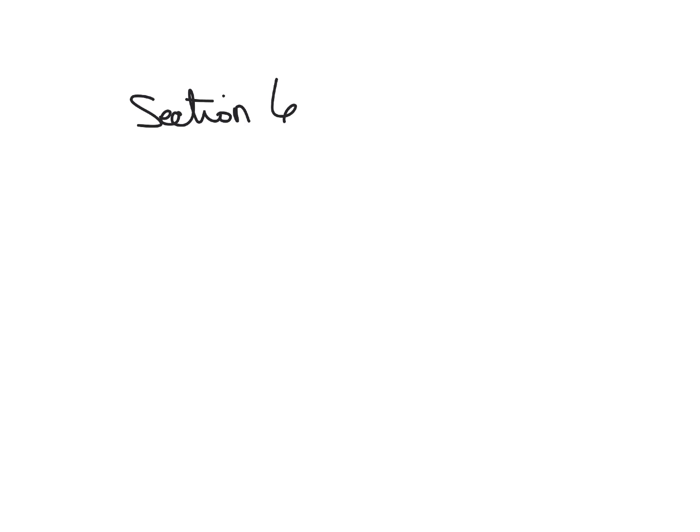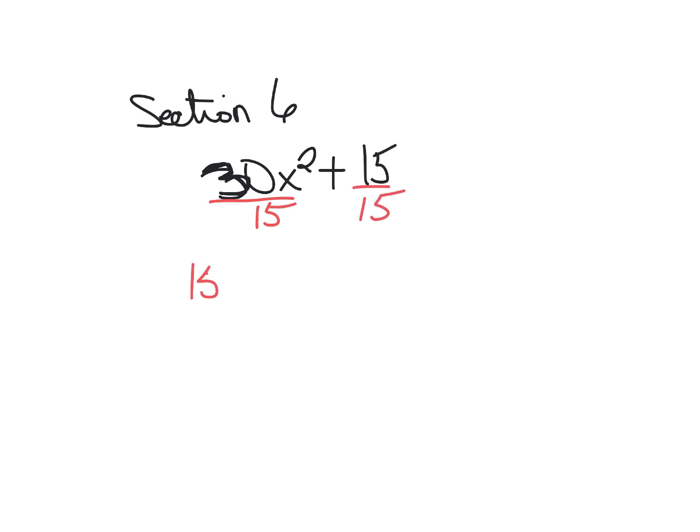So this is factor completely, and you might have 30x squared plus 15. All right, so you're looking for what these guys have in common. Well, 30 and 15 can both be divided by 15. So I can factor a 15 out. I'm left with 2x squared plus 1. And that's how you do that section. I hope this helps.